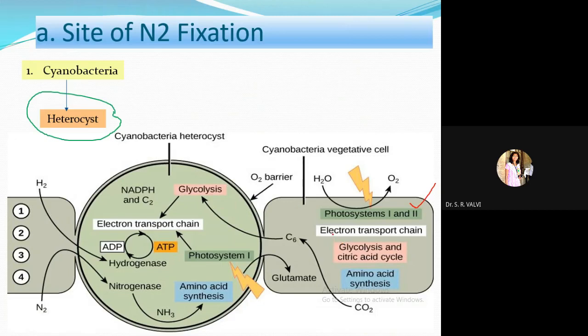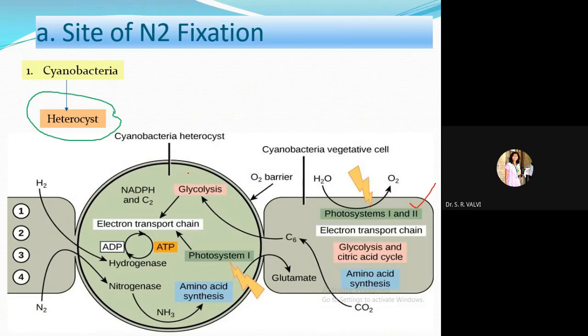Then next, the electron transport chain is also carried out. Yes, it is going to carry out because both the systems are there, and simultaneously it is going to fix, it is going to do the photosynthesis, and along with it the electron transport chain will run. Then glycolysis, meaning respiration, within this cell, and the citric acid cycle are also carried out, and finally it is going to form the amino acids. So all these things are there in the vegetative cell.